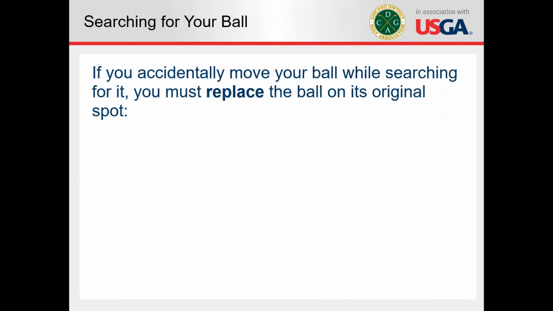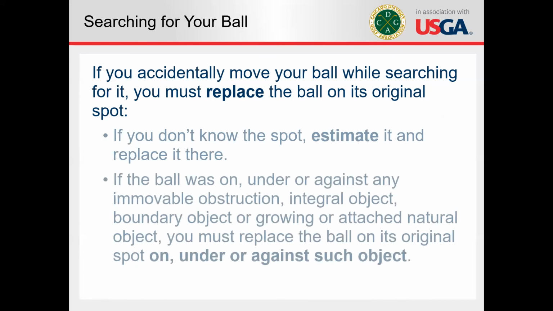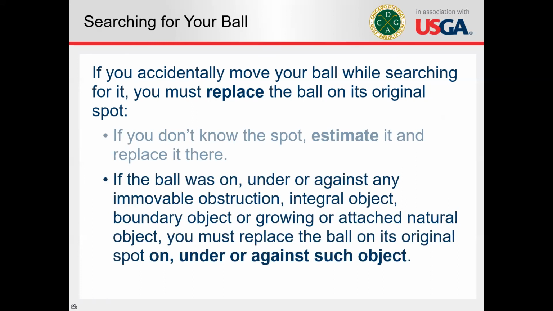Again, if you accidentally move your ball while searching for it, you must replace the ball on its original spot. If you don't know that spot, you estimate it and replace it there. If the ball was on, under, or against any immovable obstruction, integral object, boundary object, or growing or attached natural object, you must replace the ball on its original spot, on, under, or against such object.